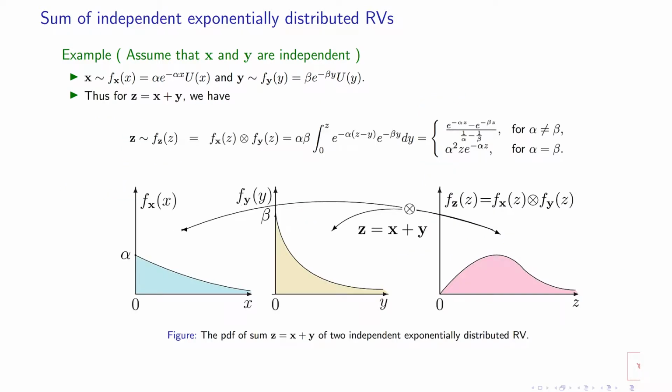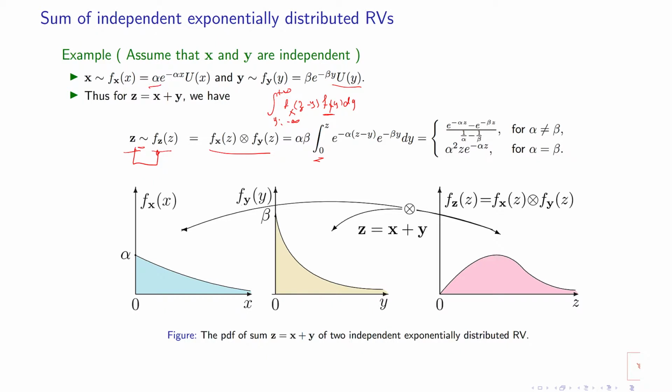So z, which is the sum, will have a PDF. So this means that the distribution of z is equal to the convolution. And the convolution integral, the formula for this is the integral of fx of z minus y, fy of y, dy, and y varies from minus infinity to plus infinity. This fy of y is 0 for negative values of y because of these unit step functions. So this is why I started from 0.